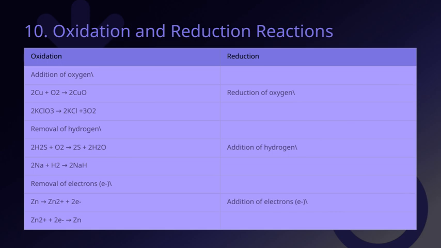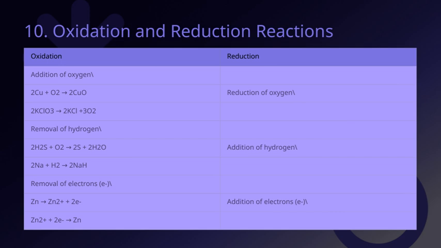First, oxidation typically involves the addition of oxygen to a substance, which often results in an increase in its oxidation state. For example, when copper reacts with oxygen, forming copper oxide, copper is oxidized. Conversely, reduction involves the removal of oxygen or the addition of hydrogen.